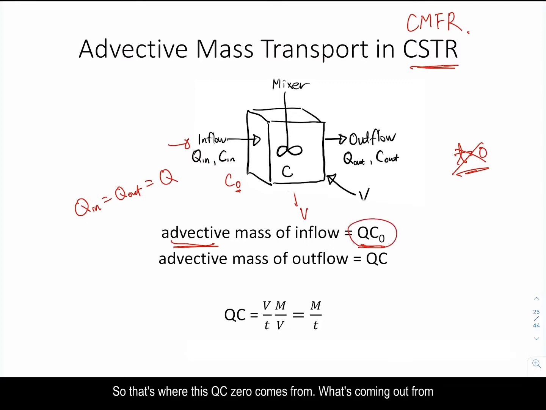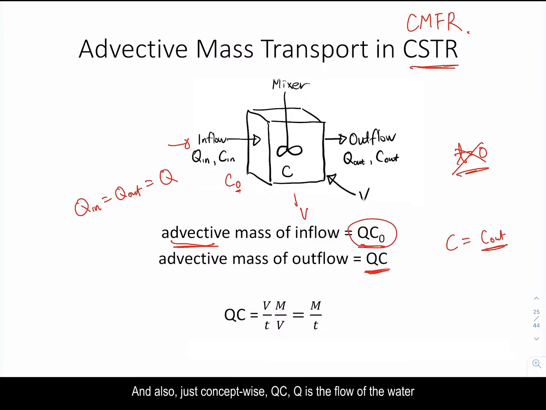And what's coming out from the outflow will be just QC, right? And this C here, again, is the concentration within the reactor, and for the CMFR reactor, we said that's the same as the C out, right? And therefore, we have the QC here.